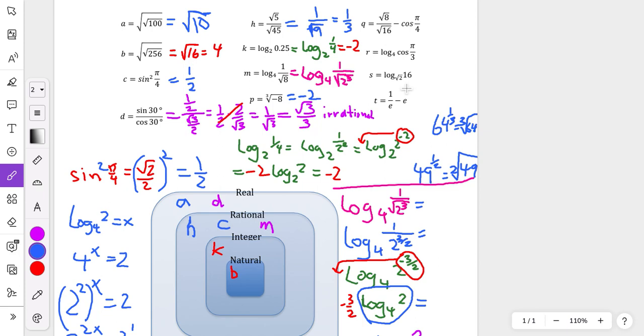Negative 2 is rational. What else? It is an integer. So that means that P goes in this one right here. And don't put it in the rationals, because although it is rational, it's also an integer. And you need to put it in the innermost circle in which it fits, the innermost ring.